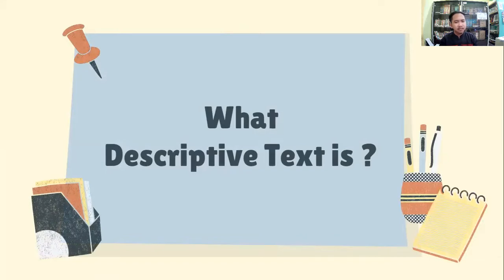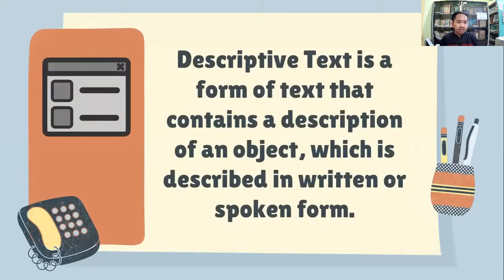What descriptive text is? Apa sih descriptive text itu? Well, descriptive text is a form of text that contains a description of an object which is described in written or spoken form. Jadi, descriptive text itu adalah sebuah teks yang menjelaskan tentang satu hal atau satu objek, dan kita menjelaskannya itu dengan cara baik itu tertulis ataupun lisan. Now, let's move to the next slide.